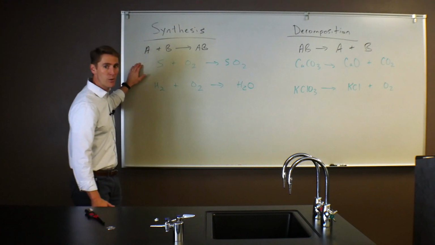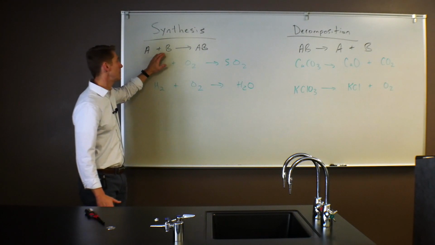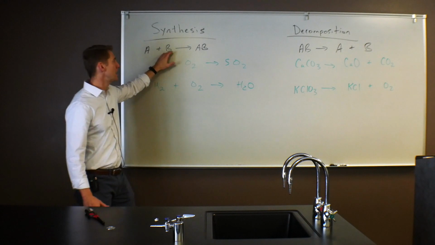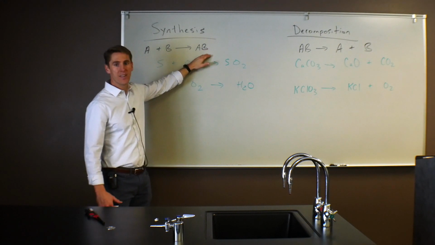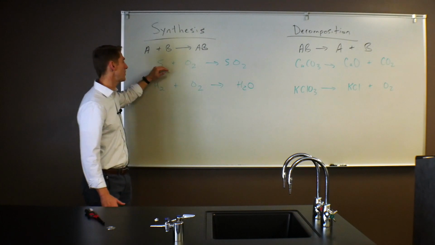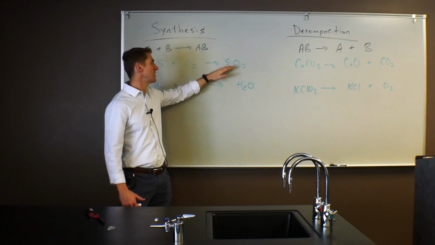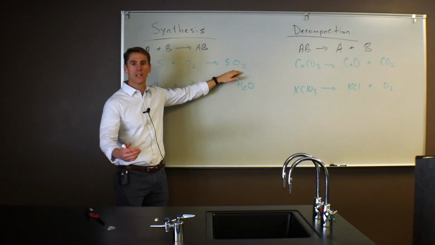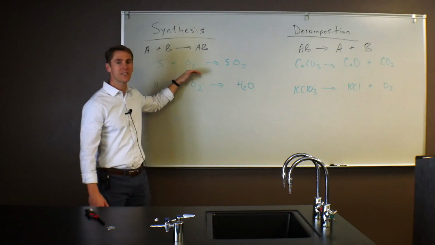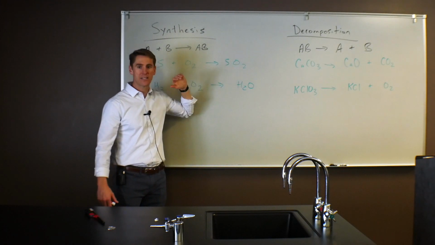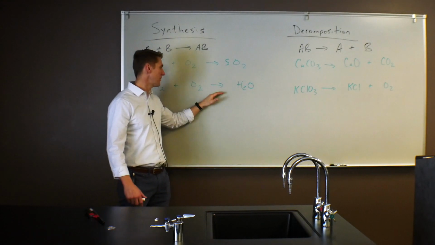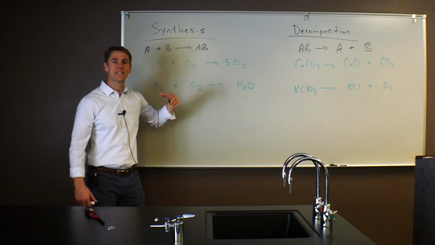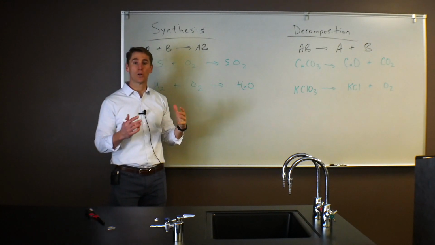If you look here on the board, synthesis, here's my basic equation. I have reactant A reacting with reactant B, giving me one product called AB. Examples of this would be sulfur reacting with oxygen, giving me sulfur dioxide. Or like I showed you, magnesium plus oxygen giving us magnesium oxide. In this example, I have H2 plus O2 giving us water. Notice in synthesis type reactions, we end up with one product.